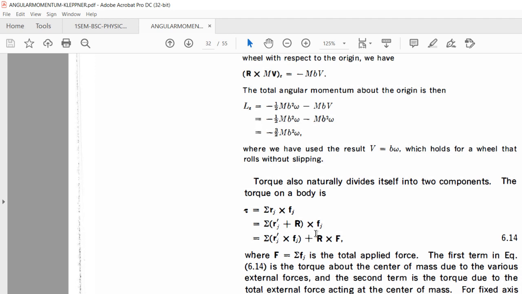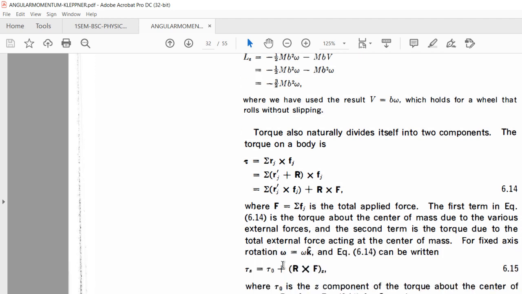So you can see the torque can be divided into two. One is the torque about the center of mass due to various forces acting. The second is the torque due to the total external force acting at the center of mass. Accordingly, tau is equal to tau 0 plus R cross F in the z direction, because tau 0 is already the z component of the total torque acting about the center of mass. One is about the center of mass, the second term is acting on the center of mass.